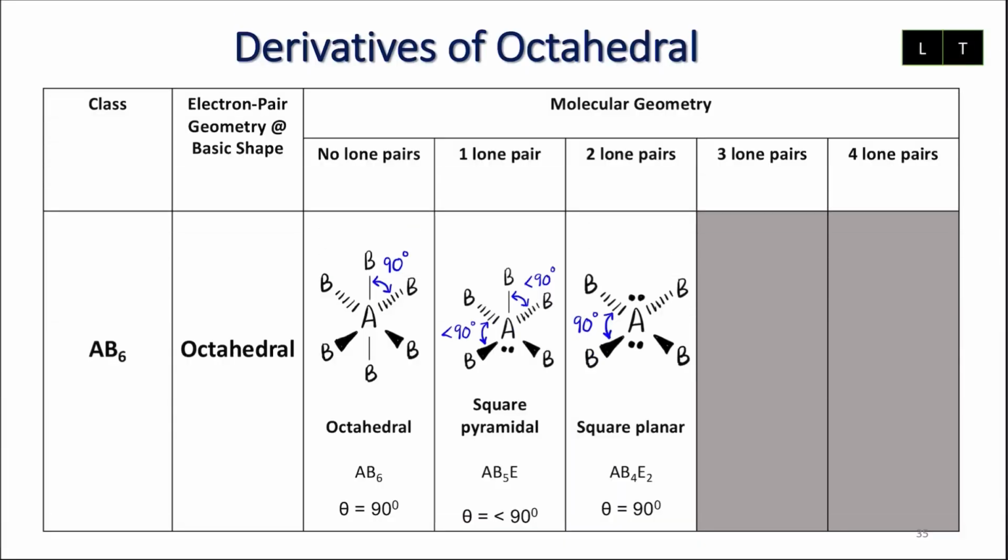So from here, we only got the 2 derivatives of octahedral. The first one is square pyramidal due to 1 lone pair. And the second one is square planar because of 2 lone pairs. All of them are derivatives of octahedral with class AB6.